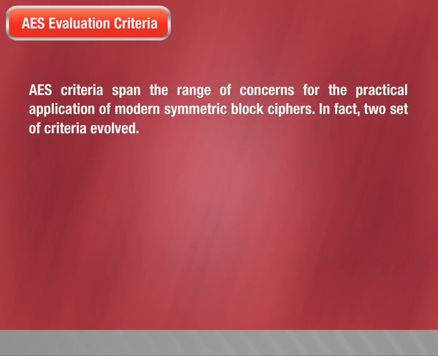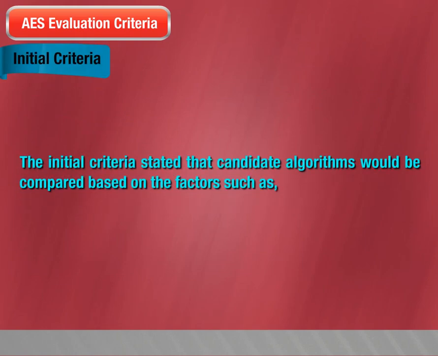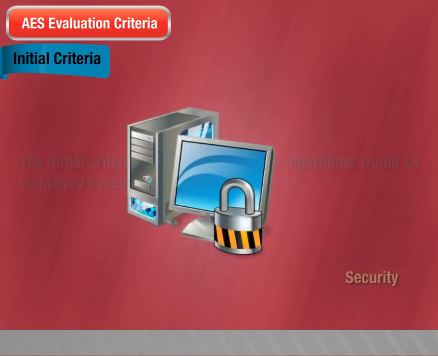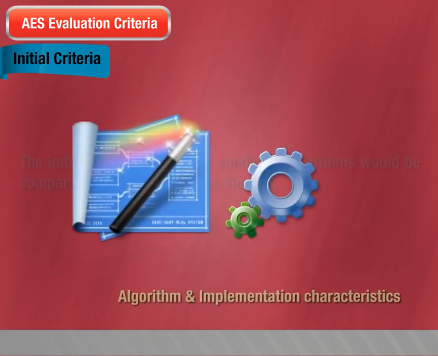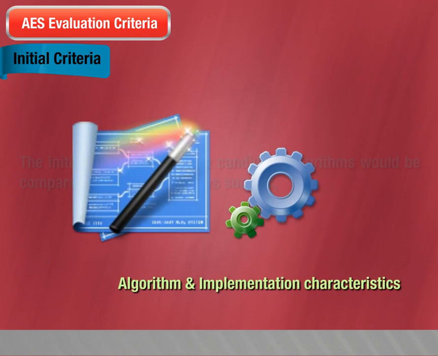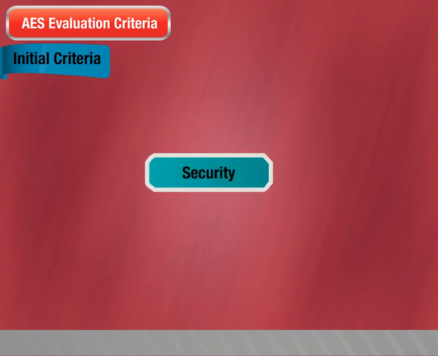AES evaluation criteria. AES criteria span the range of concerns for the practical application of modern symmetric block ciphers. In fact, two sets of criteria evolved: initial criteria and final criteria. Initial criteria. The initial criteria stated that candidate algorithms would be compared based on factors such as security, cost, and algorithm and implementation characteristics.